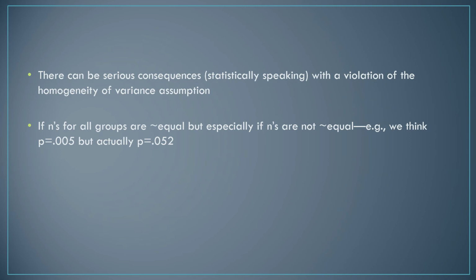So having homogeneity of variance versus not having homogeneity of variance, it actually can make a big difference in your p-values. And because of this, it really is a difference between having a statistically significant result and not having a statistically significant result. So making sure that you are meeting this assumption of homogeneity of variance is very important.